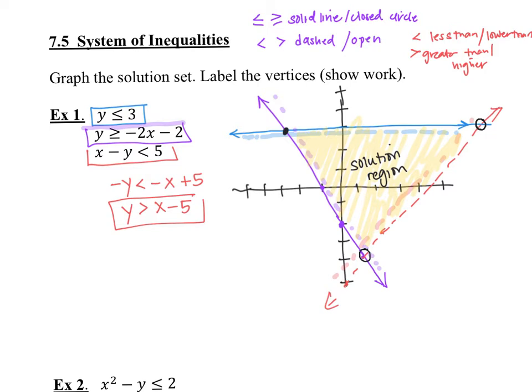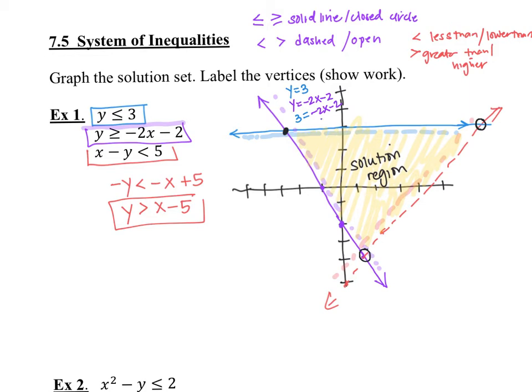Okay, let me start with the blue and the purple. Since I'm trying to figure out where they cross, I'm thinking of them as equals. So the blue line is y equals 3. The purple line is y equals negative 2x minus 2. If I want to see where they intersect, I'm going to set them equal to each other. So 3 equals negative 2x minus 2.